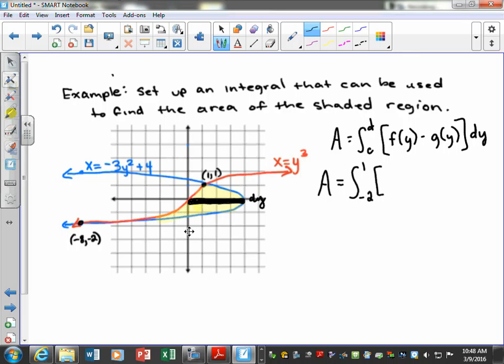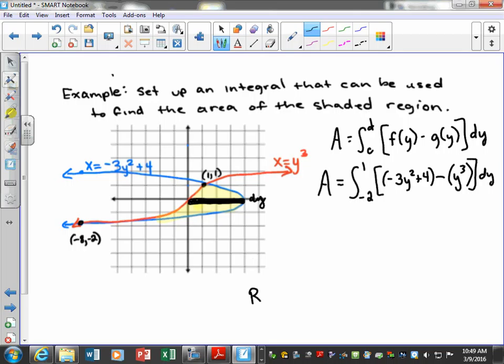Now we can write our right minus our left. So our rightmost function for our rectangle is going to be the blue one, right? So we want to do the blue one minus the red one. So the blue function is going to be -3y squared plus 4. And the red one is just going to be y cubed. And then we have dy. We just want to make sure that all of these have a y variable, dy, that these are in terms of our y values, and that's going to be it.